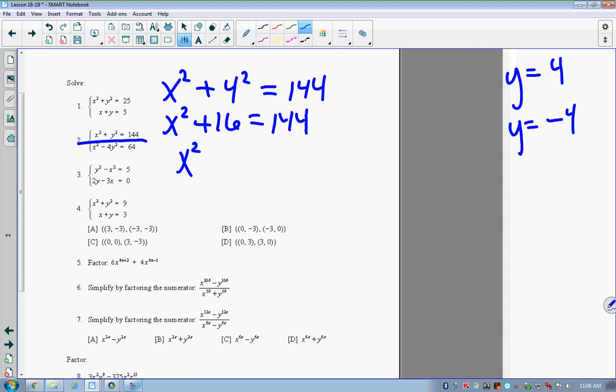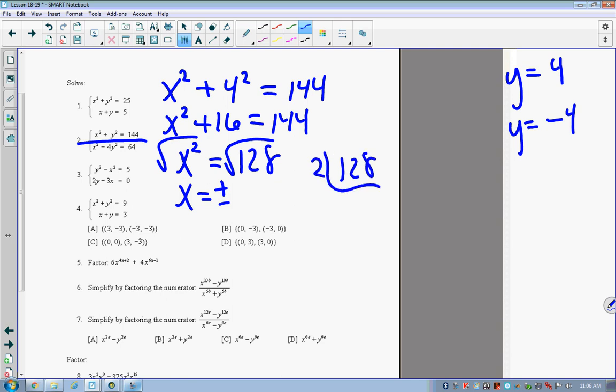Subtract 16 from 144, what do you get? 128. All right, and I'm going to square root my square. All right, so x equals positive or negative what? Doesn't come out all nice and neat though, does it? All right, so I'm going to come over here. 128 is 2 and 64. Of course, that's 8 and 8, right? Okay, so I get positive or negative 8 radical 2.